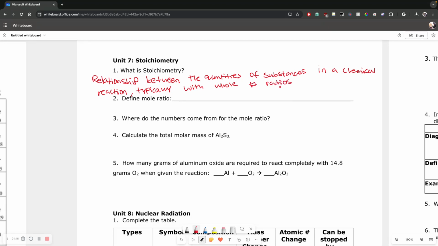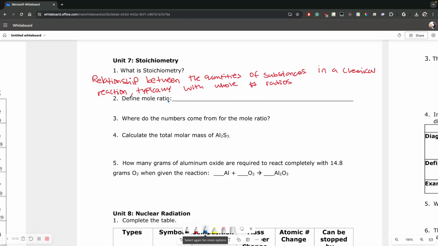I'm trying to write small here so we have space for question 2. They didn't give us much space to write here, but I'm sure the actual space on the paper you received in class was greater. So yeah, that is the basic definition of stoichiometry. So let's get started with mole ratio, a key concept of stoichiometry.